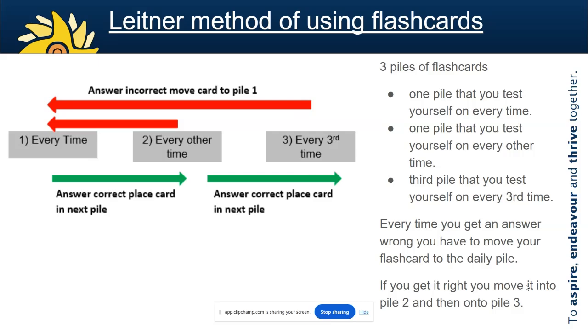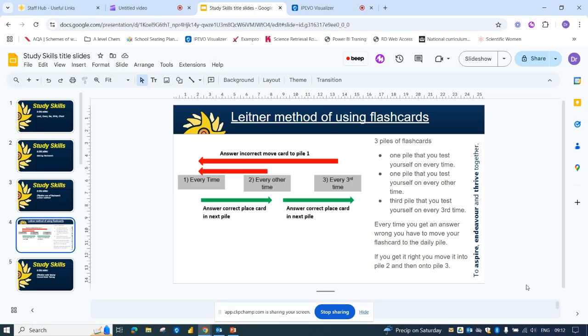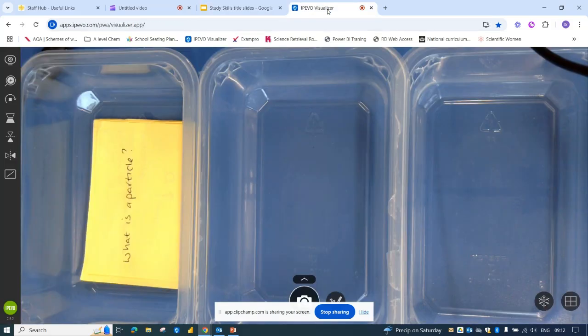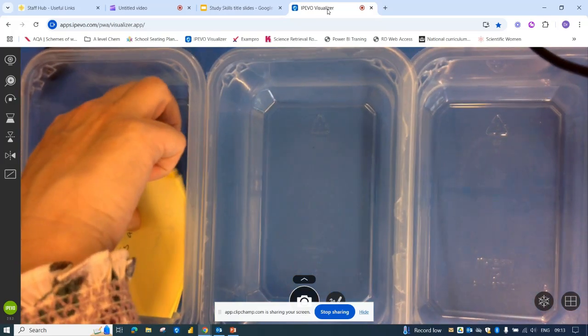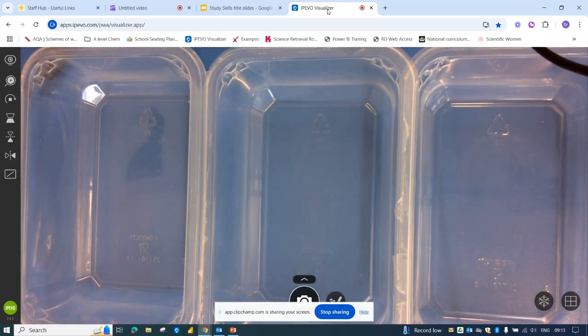So let's have a look at how that looks in practice. So you can see on the screen now that I have 3 boxes. Obviously, you don't have to do this in boxes. It can just be in piles, but it's a good place to store your flashcards. So you can see in box 1, I have my pile of flashcards. So I'm going to pick those up and I'm going to start self-testing.